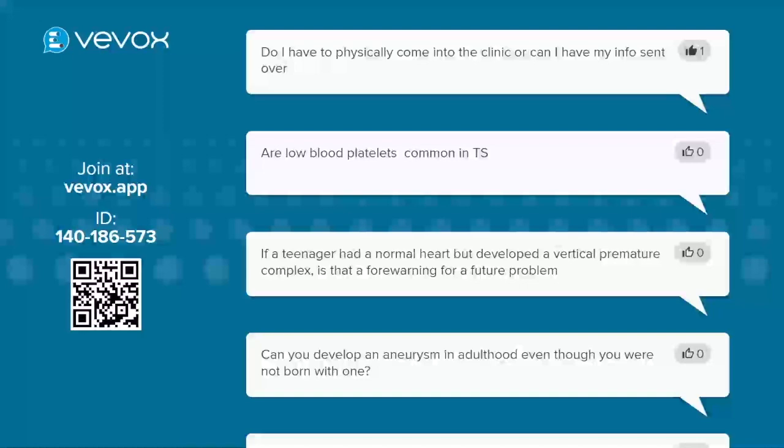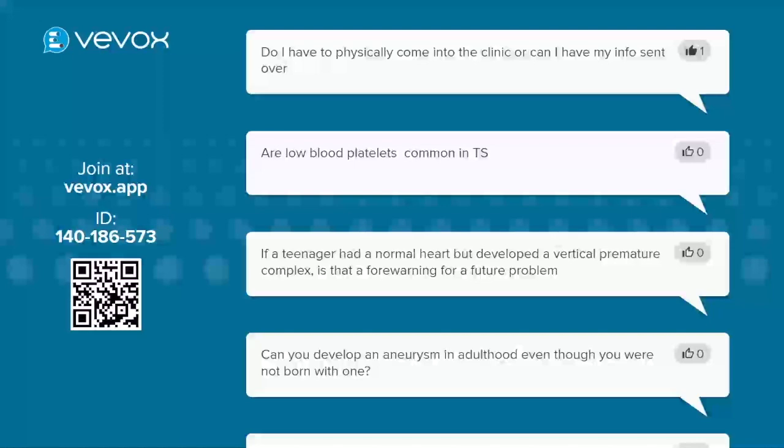If a teenager had a normal heart but developed a ventricular premature complex, is that a forewarning of a future problem? I think ventricular premature complex is probably what you meant. That's an electrocardiogram abnormality, and it can mean that the heart is irritated or having some other issues. So whenever we see that, or if they're frequent, we do additional testing to find out if there's a heart problem that can be treated.